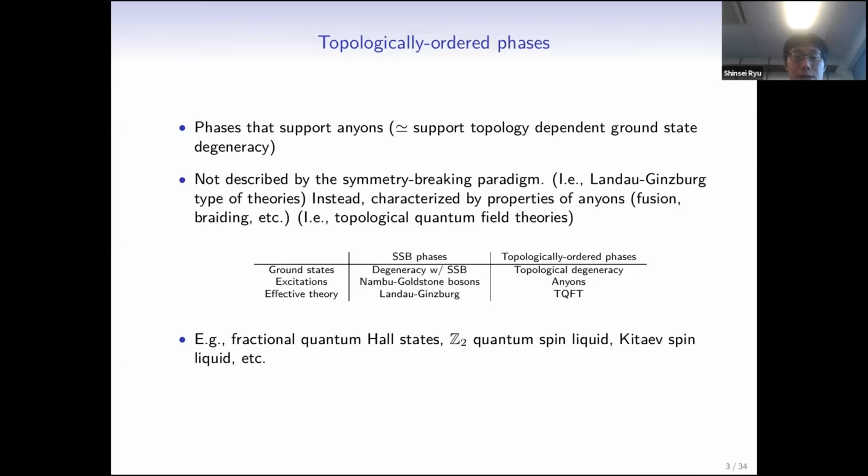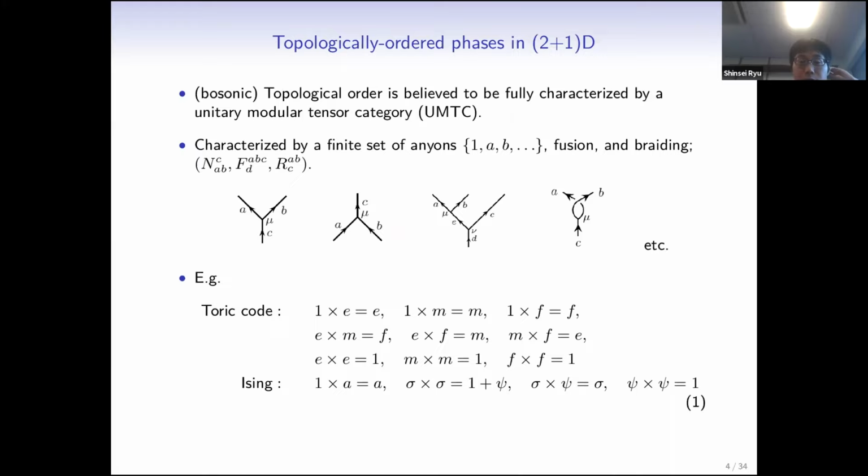Right, so let me now go over the data characterizing these topologically ordered phases. There's a mathematical framework known as a unitary modular tensor category. This is a synonym of topological quantum field theory in this context, although we may not have a Lagrangian description, or we don't need Lagrangian descriptions. We could have Lagrangian descriptions such as Chern-Simons theories, but at some point we don't really need to talk about Lagrangian descriptions. That's just a set of data that characterizes the properties of anionic excitations in 2+1 dimensions.